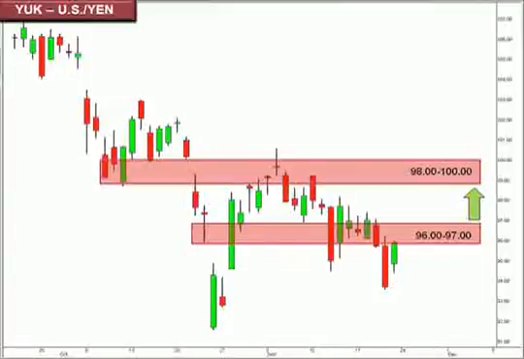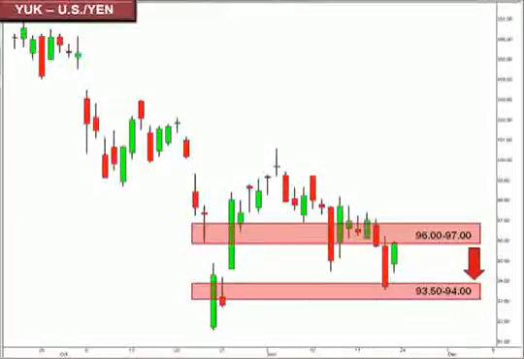If the US dollar is unable to break and hold above this 96 to 97 area, then we'll likely see a retreat back down into this 93.5 to 94 box.